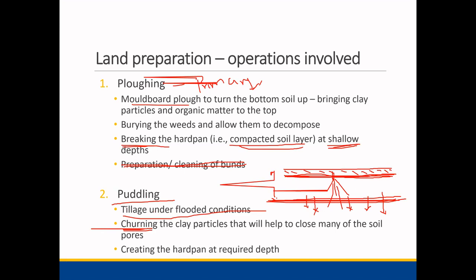The hard pan is created using this particular process. It's called puddling. When you do the secondary tillage under flooded conditions, that will churn the clay particles, and then these clay particles will settle here, at this depth. Since they are fine particles, they will close many of the soil pores. Soil pores are the ones that convey the water and the air. So the soil pores will be closed, and because of that the percolation will be reduced. That's why one of the primary objectives of puddling is that we create the hard pan at the required depth so that you can minimize the percolation losses.